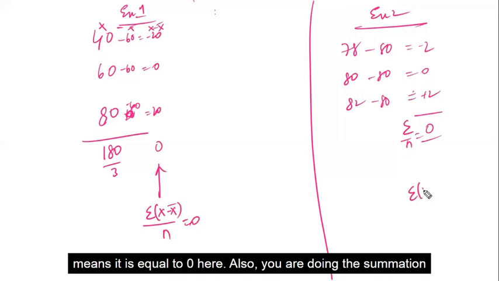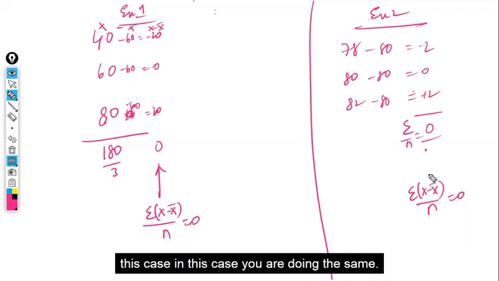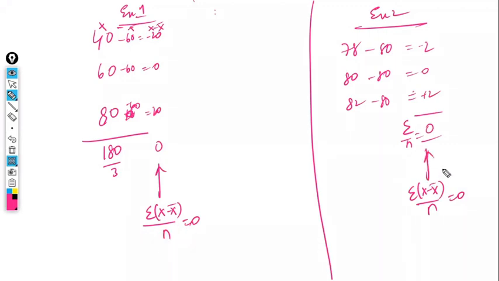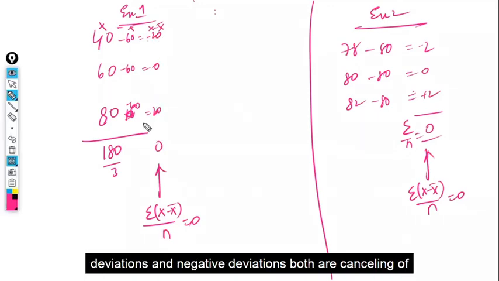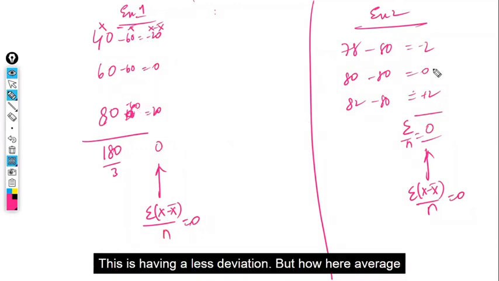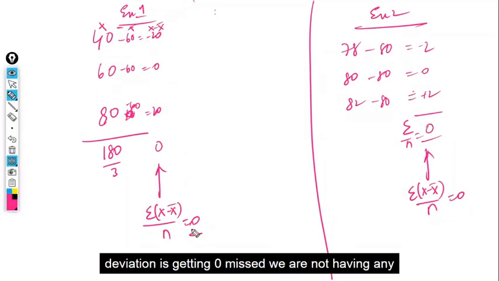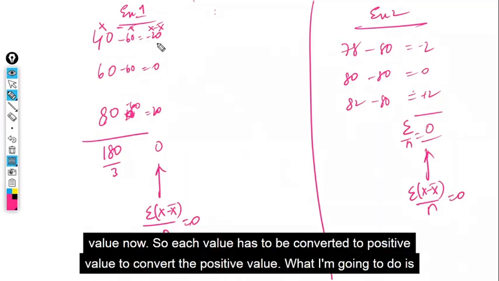Here also you are doing the summation of x minus x bar divided by n, which is equal to 0. In this case you are doing the same. Since positive deviations and negative deviations are cancelling off, you know that this one has a large deviation and this one has a smaller deviation. But here the average deviation is 0, which means we are not getting any useful value. So each value has to be converted to a positive value.